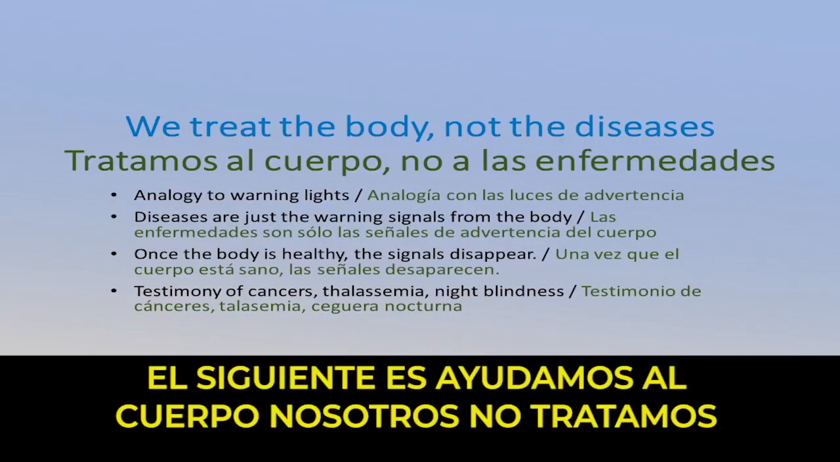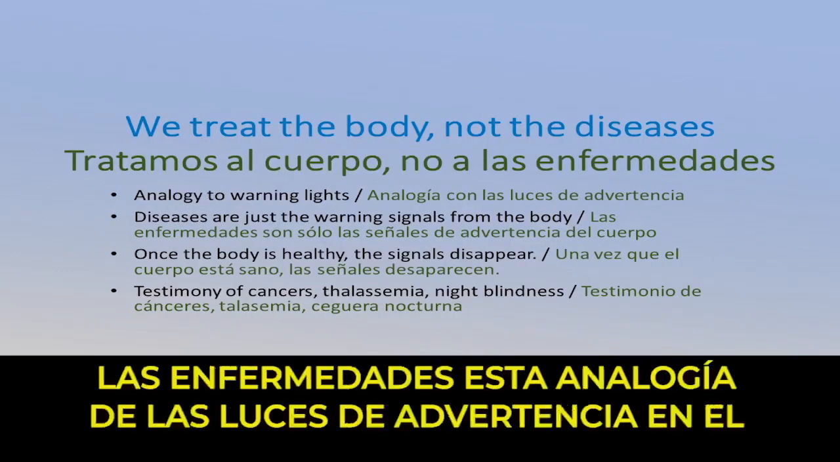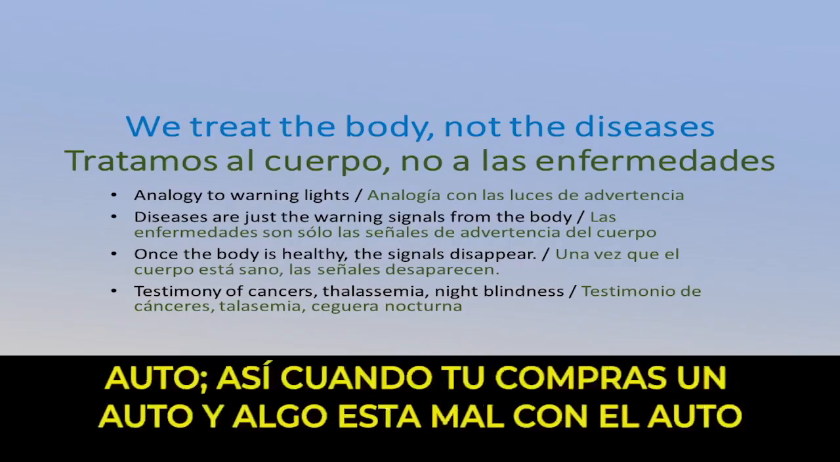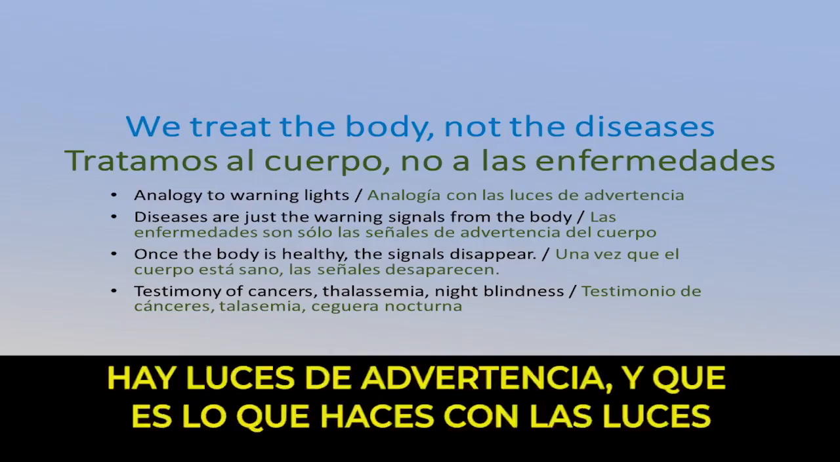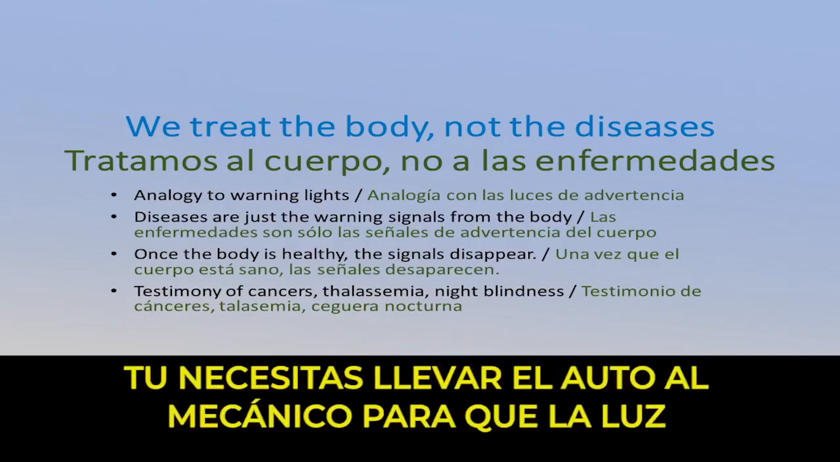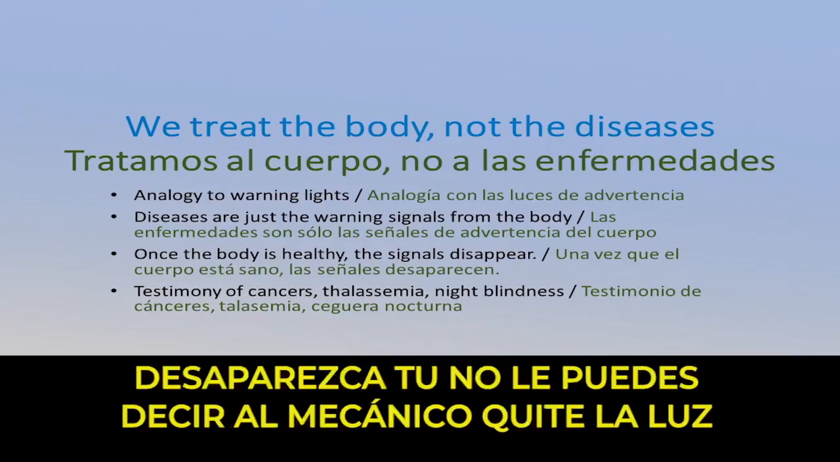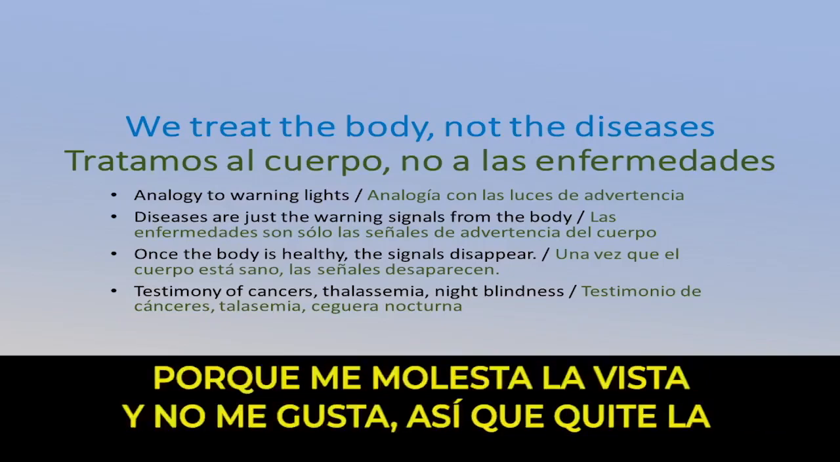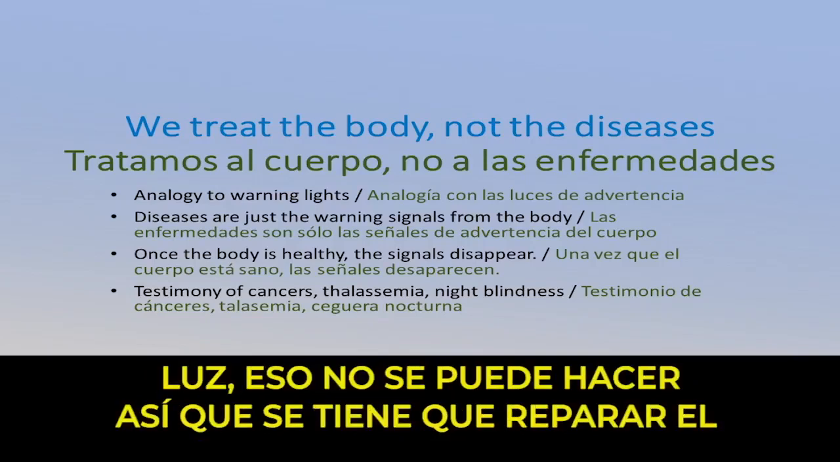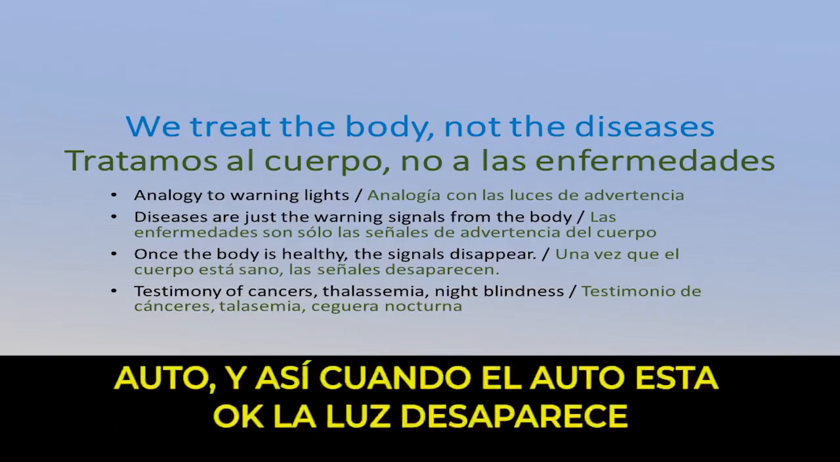Now, the next rule is we treat the body. We do not treat the disease. This is an analogy to the warning lights in your car. When you buy a car, sometimes something is wrong with it, so there are warning lights. What are you going to do? You send it to the mechanic to repair the car so that the warning light disappears. You cannot tell the mechanic, remove the light, it's hurting my eye. You cannot do that. You have to repair the car. When the car is okay, the light is gone.